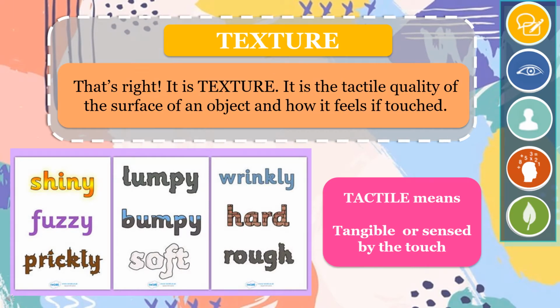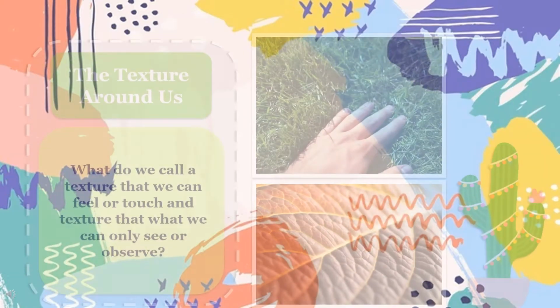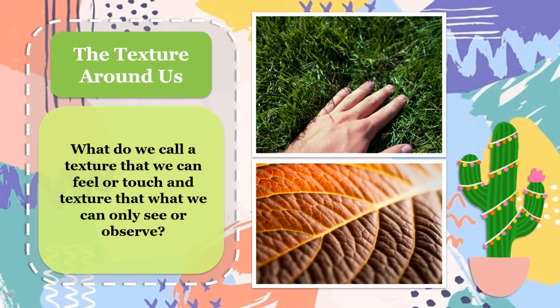That's right, it is texture. It is the tactile quality of the surface of an object, and how it feels if touched. Tactile means tangible or sensed by the touch. The texture around us. What do we call a texture that we can feel or touch? And texture that we can only see or observe.